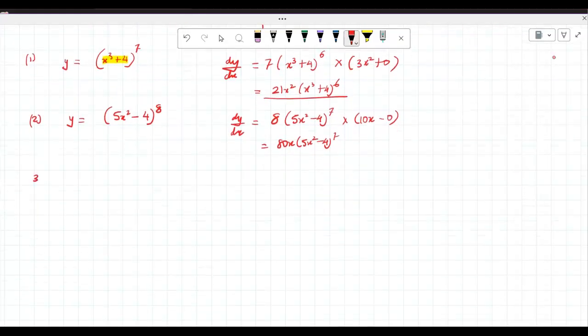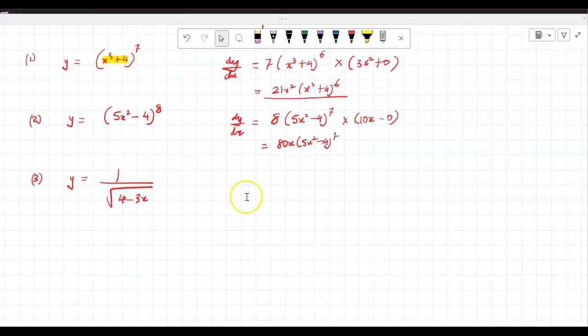Okay. Next. 1 upon root of 4 minus 3x. I have a question: what if there was a number outside the bracket, say 7? Leave it as it is and just multiply. If there's a number outside, that's a constant, that wouldn't impact the process. Like with 5x square, when you take the derivative, you keep the 5 as it is and take the derivative of the rest. So that's the same thing, 7 into 5.